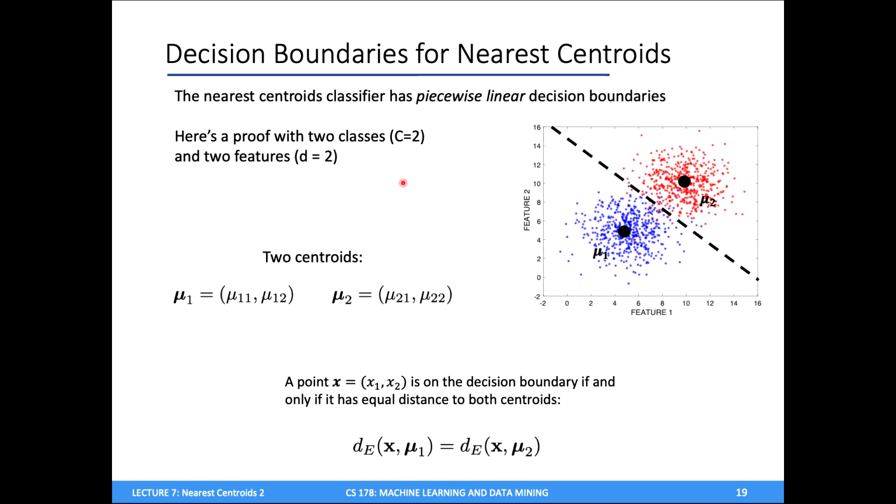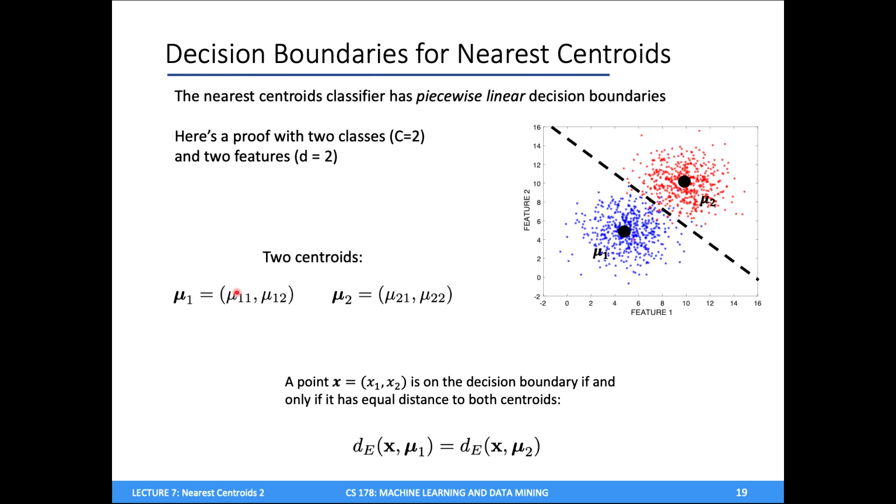Let's consider just a really simple case where we have just two different classes and two different features. So a good example to keep in mind is this data set on the right-hand side here, where I've got a blue class and a red class. I fit my nearest centroid algorithm. So this is the mean for the blue class, and this is the mean for the red class. And essentially what I'd like to do is somehow find an equation for this decision boundary between the two.